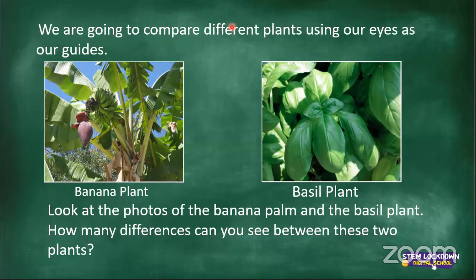Photos of the banana palm and the basil plant, and I want you to tell me how many differences you can see. So when you write your differences, look at the leaves that are maybe different, the shape. Are the colors different or not? Do you see fruit in one or do you see fruit in both? Quickly jot down for me some differences that you can see in these two pictures. I'm going to look at your chat box and see what you guys write. Yes, the leaves are different. But what about them? Is the color different or is the shape different?